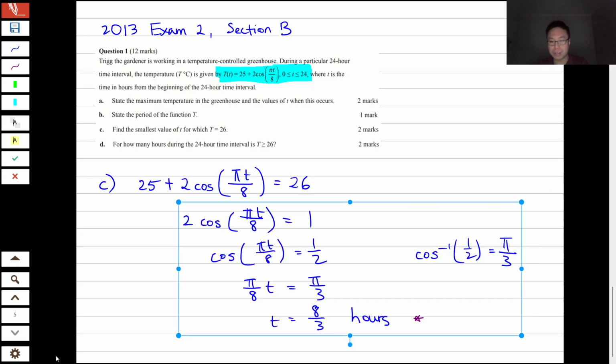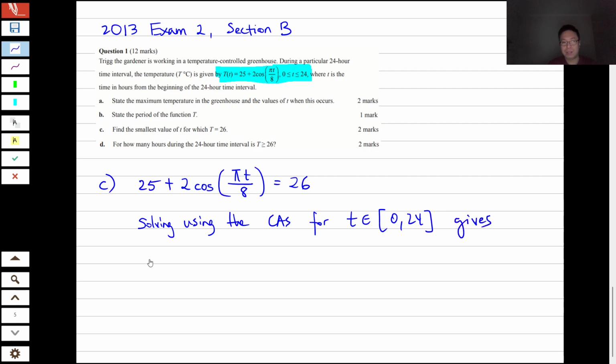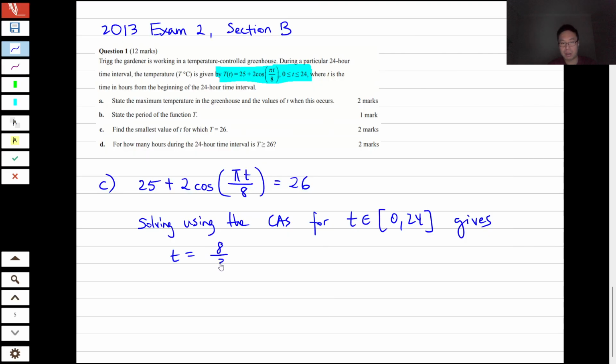So now if we solve this on the CAS calculator, solving using the CAS for t between 0 and 24 gives t equals 8 on 3, 40 on 3, and 56 on 3.